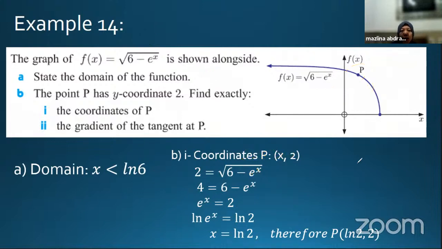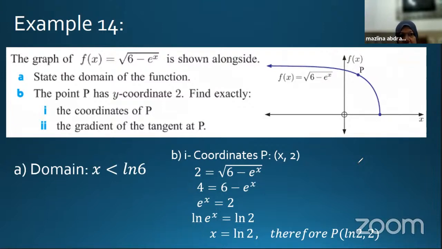Okay, so you just have to substitute y is 2 and then rearrange. You got e to the power of x is equal to 2. Therefore, ln e to the power of x is ln 2. Therefore, x is ln 2. So the coordinate of P is ln 2, 2. Okay, gradient of the tangent at P.